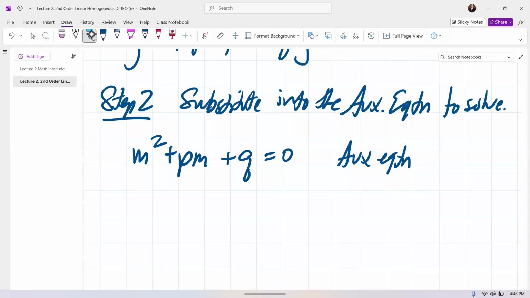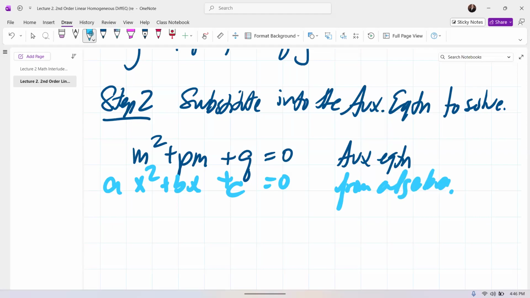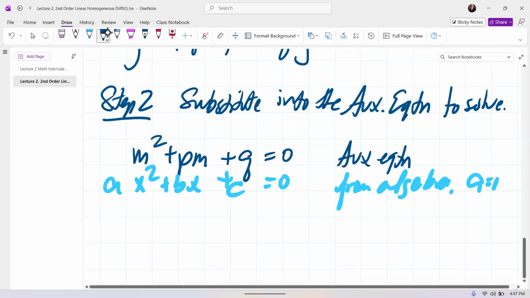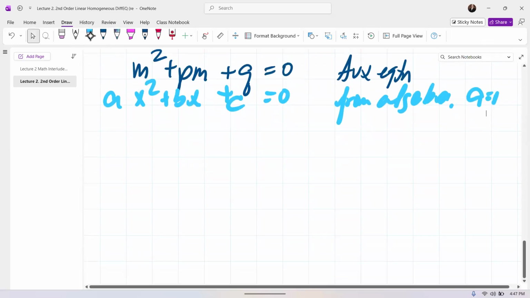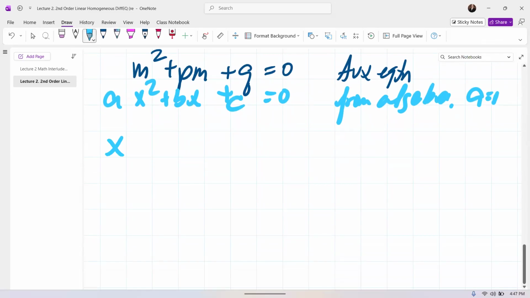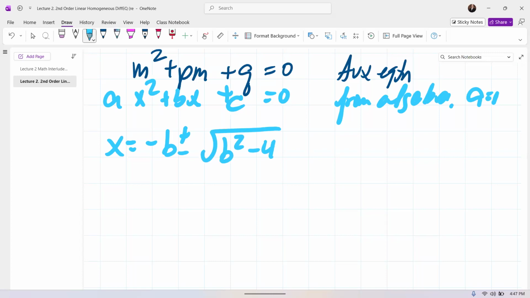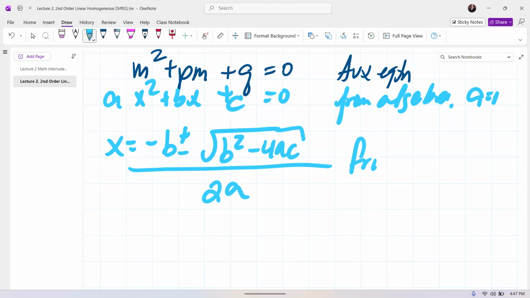It's very similar to ax squared plus bx plus c equals 0, which is from your algebra. And remember that we set a equals 1 all the time for our auxiliary equation, which is why it's the way that it is. So how do you solve this thing? Well, you may remember the equivalent one from algebra. x equals negative b plus or minus the square root of b squared take away 4ac, all over 2a. This is from algebra.